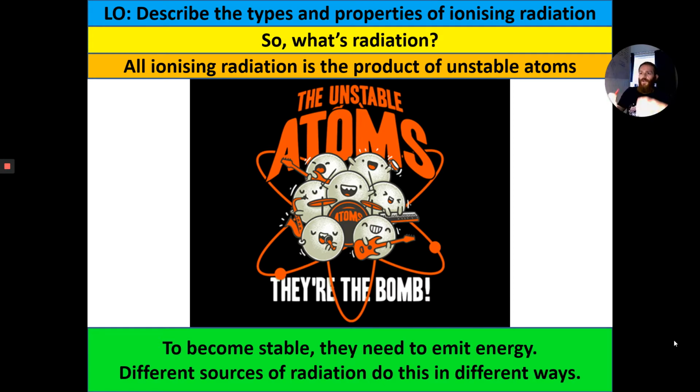Okay, so to become stable, they need to emit this energy, and different sources of radiation do this in different ways. So if you've got a really big atom and it's unstable, to become stable, it will give out some energy, and there's a few different ways that could happen. The type of radiation it puts out depends on the substance itself. So different substances, different atoms that are unstable will give out different types of ionizing radiation. There's 3 types, and we're going to go through those in a second.